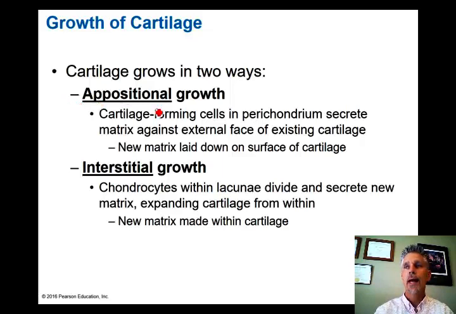So we have what's called appositional growth, and that is where we actually have cartilage forming cells, right? The chondroblasts that are actively secreting our cartilaginous matrix. And then we have interstitial growth, which are the mature cells, the chondrocytes. Remember, we're talking about the mature cells, where they are just sitting in their apartments, sitting in their lacunae, and they're helping to maintain the cartilaginous tissue from within instead.